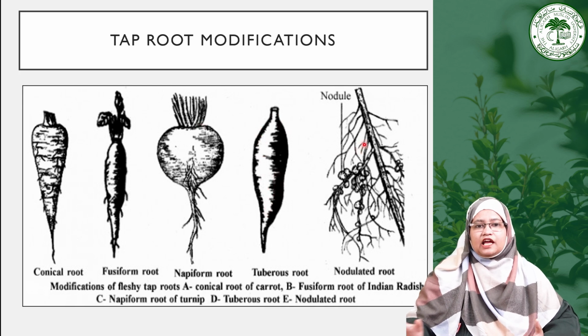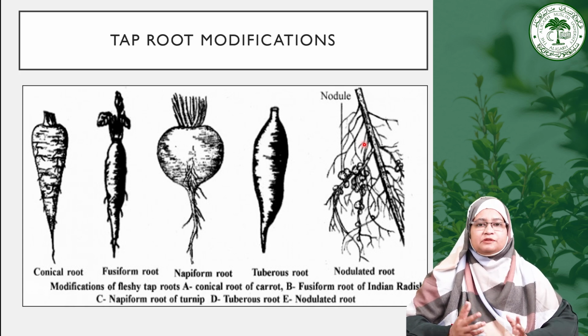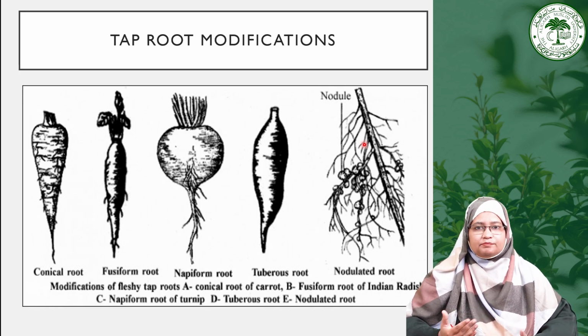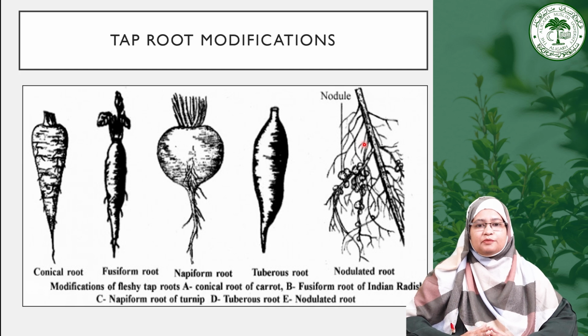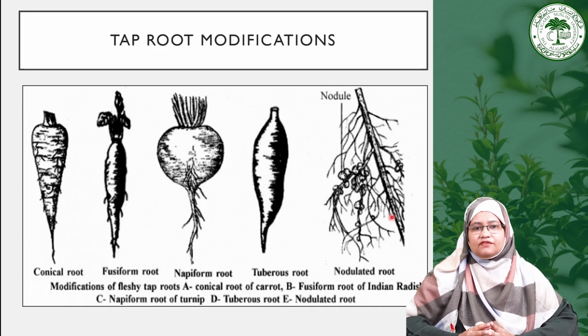The fifth type of taproot modification is the nodule formation. Nodules are the symbiotic association in taproot plants, especially in the Fabaceae family. Their roots are associated with symbiotic bacteria like Rhizobium, and they fix atmospheric nitrogen into ammonia. So, these are the taproot modifications. These four are for storing food material, and the fifth one is used for nitrogen fixation.